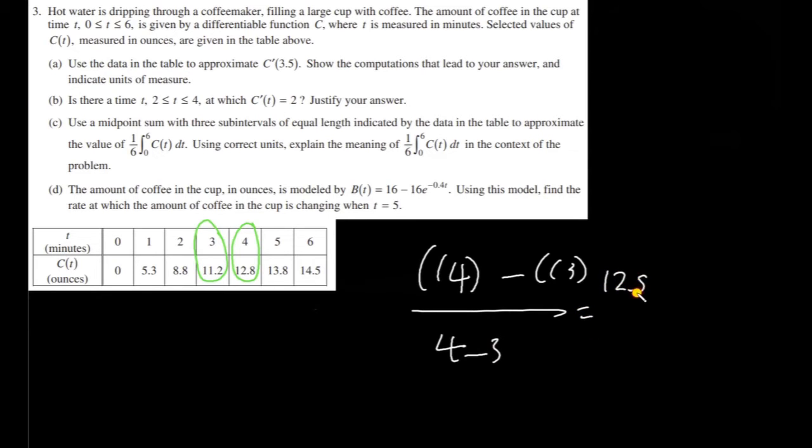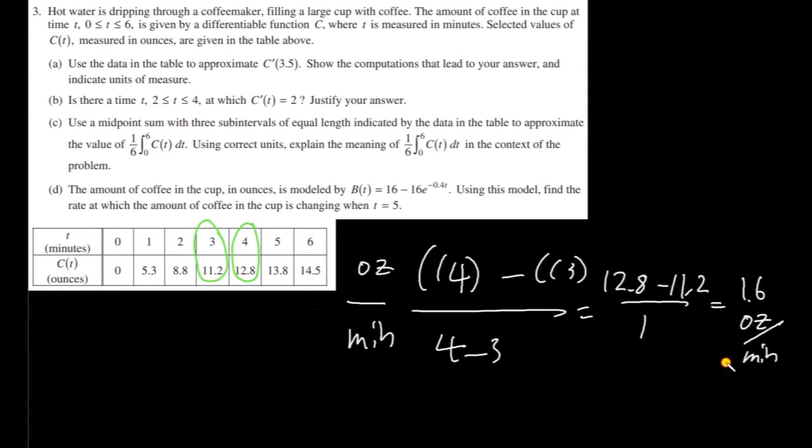That's 12.8 minus 11.2 over 1, which is 1.6, and now the units of measure. So we know that the units for c are ounces, and the units for t are minutes. So we're dividing ounces by minutes, so the units for the derivative are going to be ounces per minute. So the answer is 1.6 ounces per minute. This was a 2-point question: 1 point for the answer, 1 point for the units.